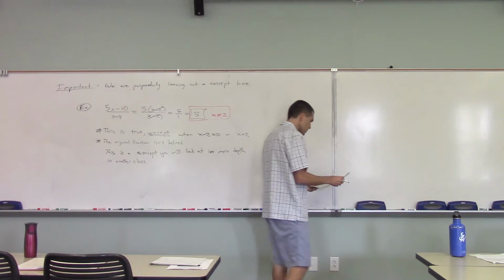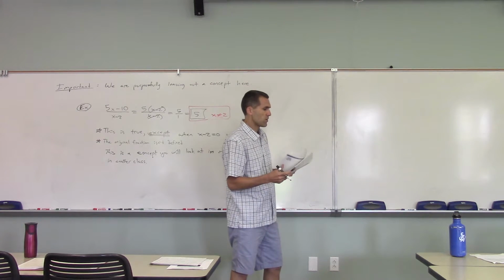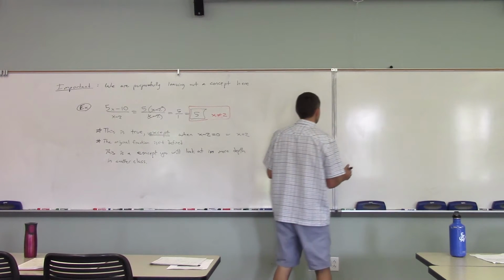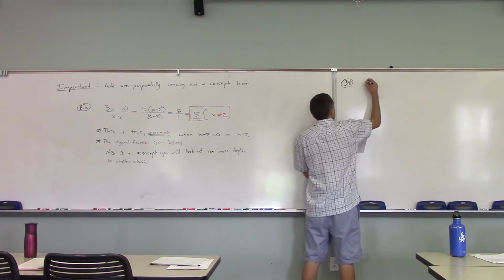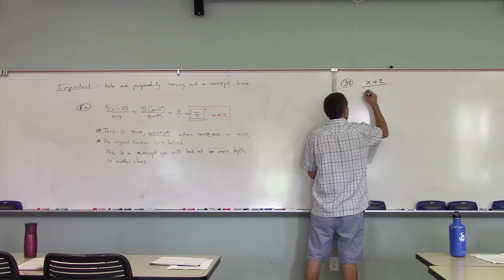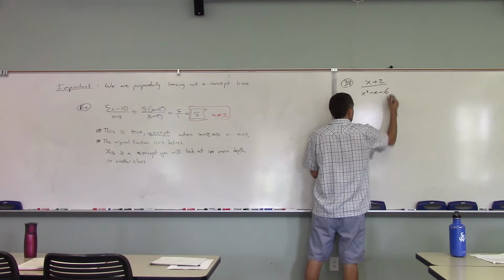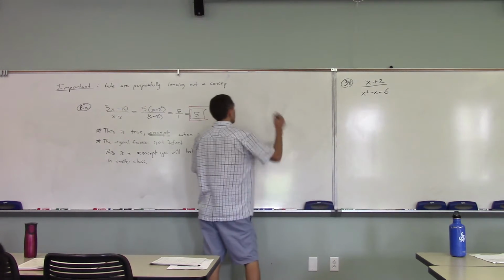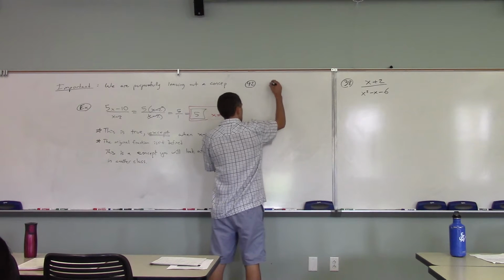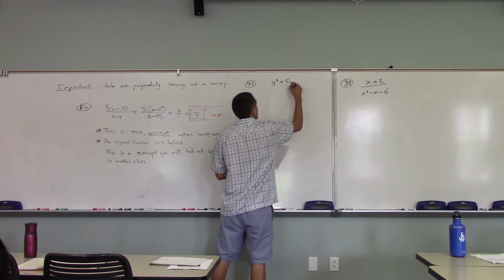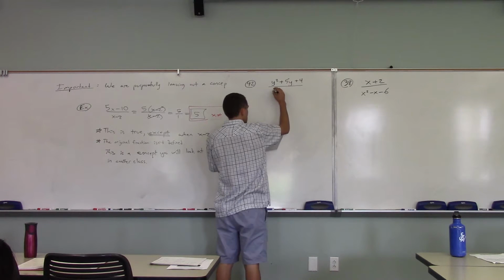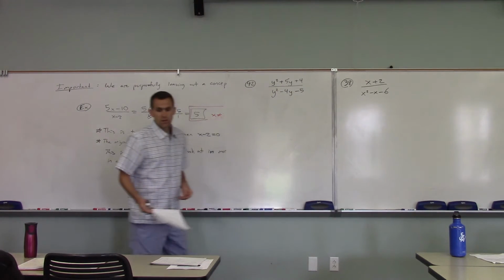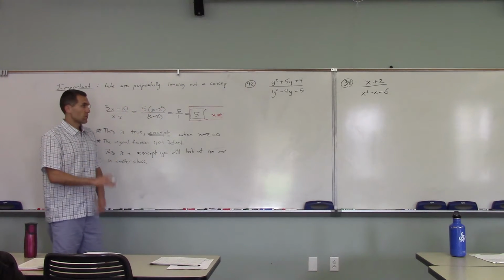Okay, so you do have one really common trick, but let's do another example first. Or two examples first. Here's 38. Okay, x plus 2 over x squared minus x minus 6. And then one more, I'll do it right here. 42. y squared plus 5y plus 4 all over y squared minus 4y minus 5. Okay, so what do I do first?